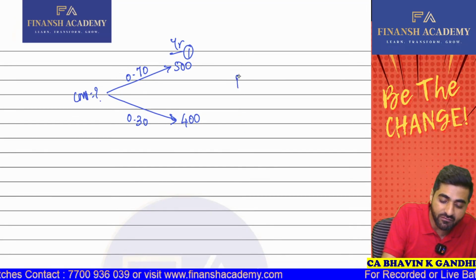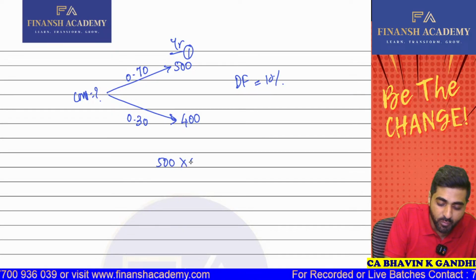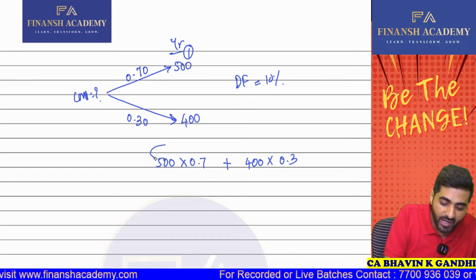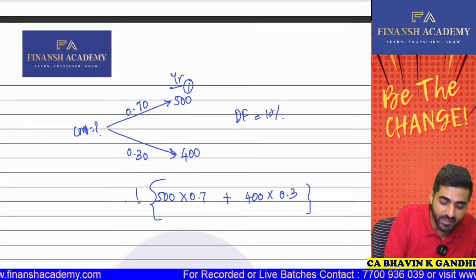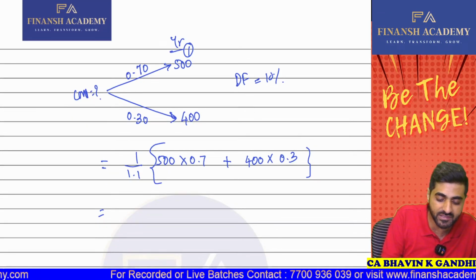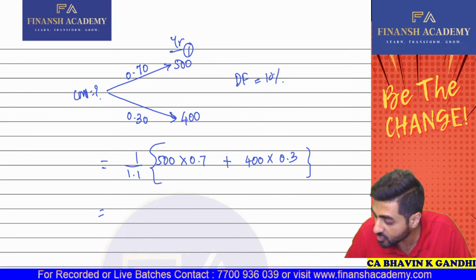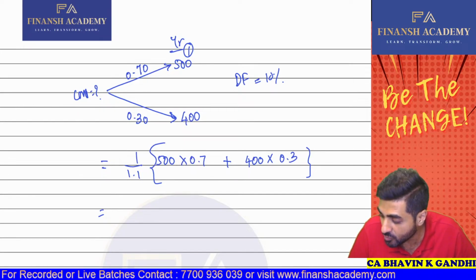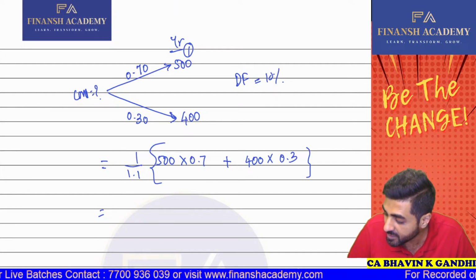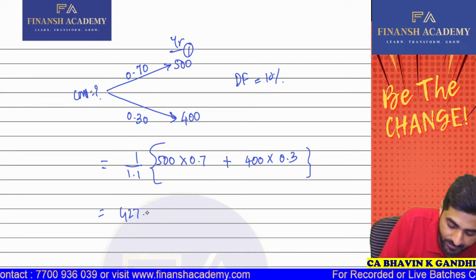So then what will you think? Yes, sir, what's the discounting factor? Suppose the discounting factor is 10%. So what will you do? You will take 500 into 0.7, plus 400 into 0.3, and this entire thing you will multiply by 1 divided by 1.10. Meaning, you have to discount it. So this will be the current market price, right? 500 into 0.7, then 400 into 0.3. The total is 470, and 470 into 1 divided by 1.1 will eventually give you 427. So your current market price is 427.